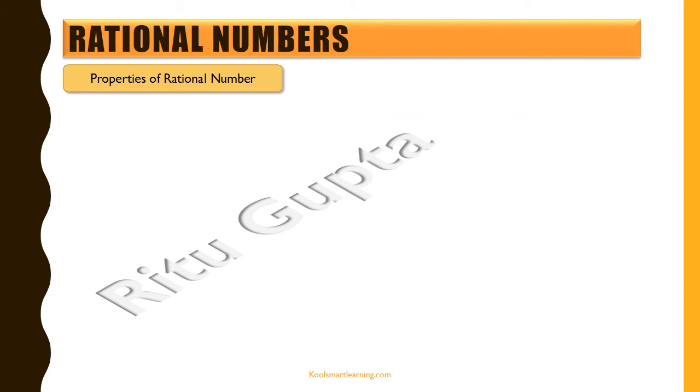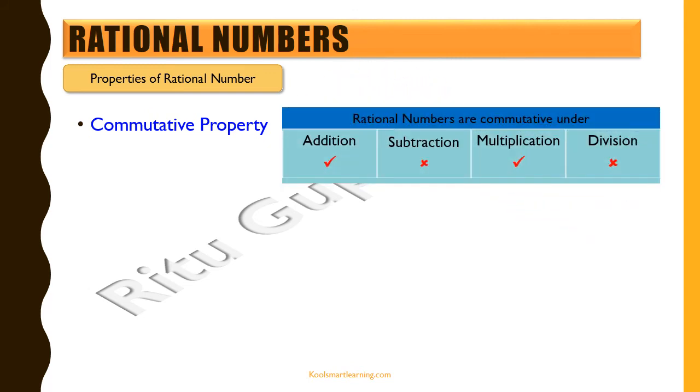Moving on to some more properties of rational numbers. Let's talk about commutative property. Now, what is commutative property? Commutative property states that if you reverse the order of operation, the result remains the same. So that means if you add a to b or you add b to a, the result would remain the same. Yes, it would remain the same in case of rational numbers also.